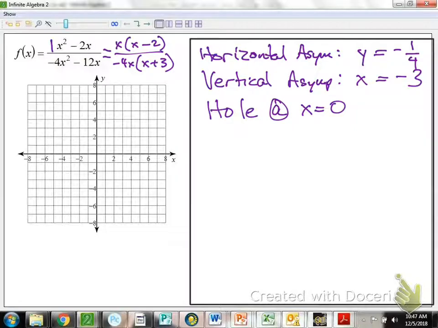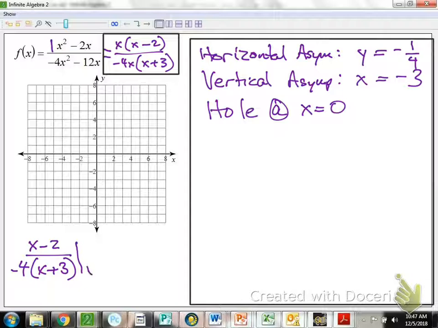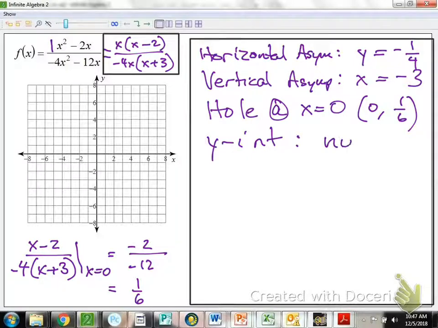Now we're going to actually find out the location of the hole by taking this thing in its simplified version. So you can cancel the x's, and what do we have left? We have x minus 2 over negative 4 times x plus 3. And I can evaluate that when x equals 0. What do I get? Negative 2 over negative 12, which is positive 1/6. So I have a hole at 0, 1/6. That would have been the y-intercept, but because there's a hole there, technically this graph has no y-intercepts. It goes right up to the y-axis, but there's a hole on the y-axis. That's where the hole is, at x equals 0.